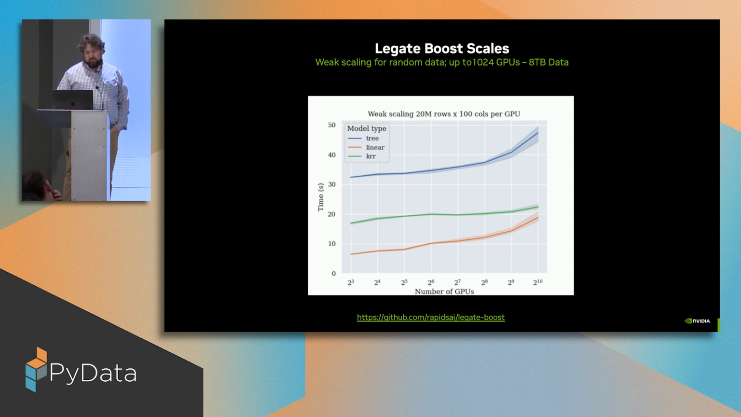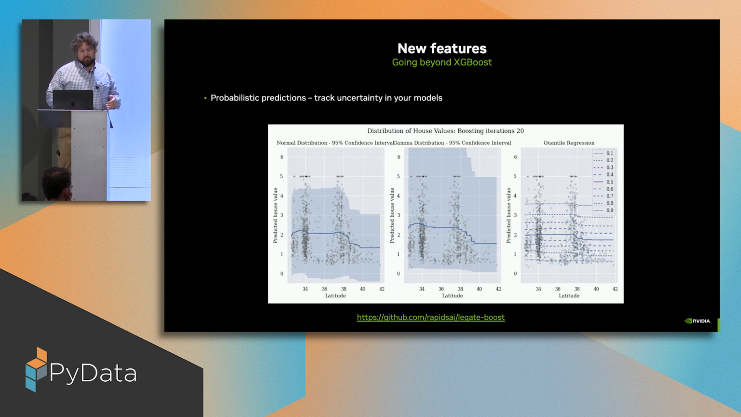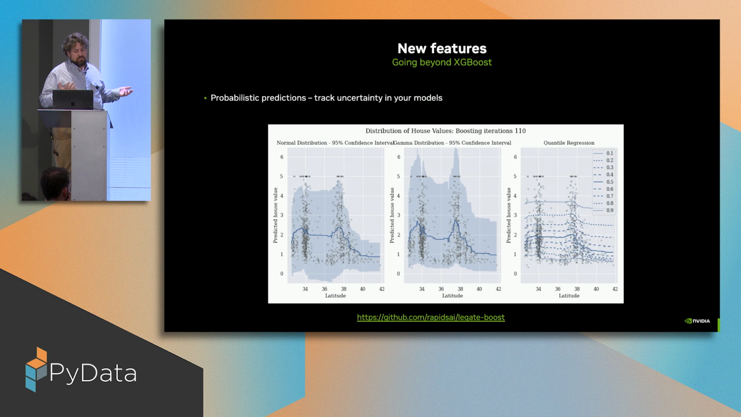Probably more interesting for this crowd is that, because you have this large compute capability, you can do new interesting things, such as use it to pick which uncertainty model you're going to use.